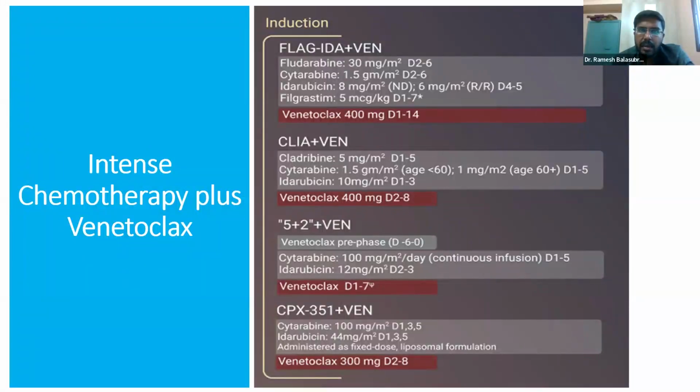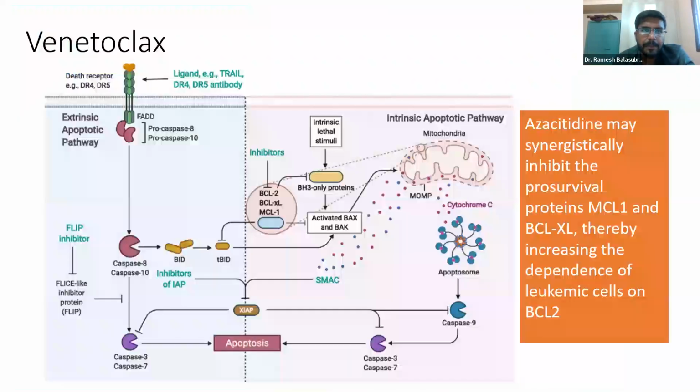And CLIA, you have CLIA plus venetoclax. It has shown very good results. Cladribine is used instead of fludarabine from day 1 to 5 milligram per meter square, along with cytarabine and idarubicin. And you can also cut short the 7+3 into 5+2, and you can add on venetoclax. And you can also use CPX351 along with venetoclax. We'll discuss it later, CPX351, what it is.